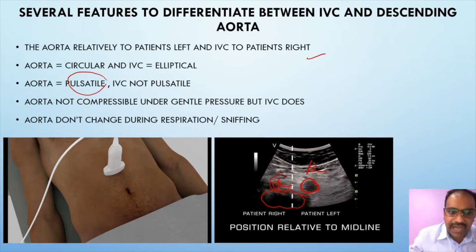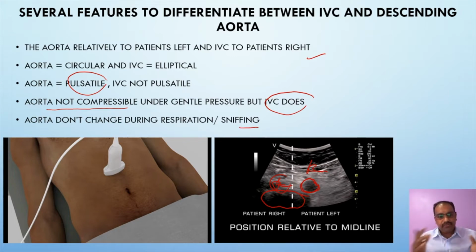The IVC is not pulsatile, and the IVC can be compressed, whereas you won't be able to compress the aorta. And sometimes you can see that when the patient does deep inspiration and expiration or sniffing, the IVC will change and compress. So this is how we differentiate, to confirm that we are actually scanning the IVC and not the aorta, because both will give different findings and different measurements. In patients with hypovolemic shock, the aorta might give a very good, bigger measurement, whereas the IVC might be collapsing.